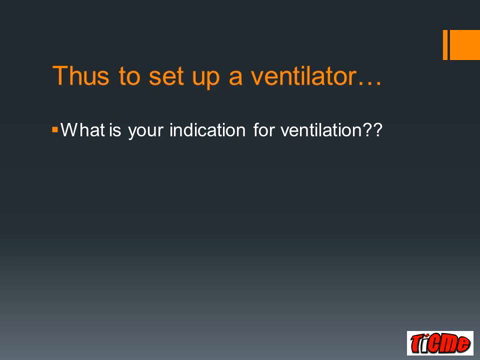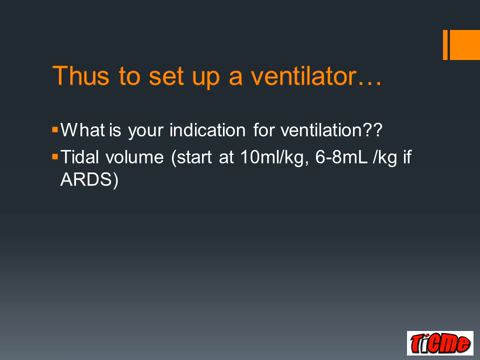But for a simple ventilated patient, we need to start by dialing up a tidal volume. And we usually start at around 10 mL per kilogram for the tidal volume. Remember, if the patient has ARDS, that's Adult Respiratory Distress Syndrome, you need to use lower tidal volumes. Set a standard respiratory rate of somewhere between 12 and 16 to start with. You can always adjust it.